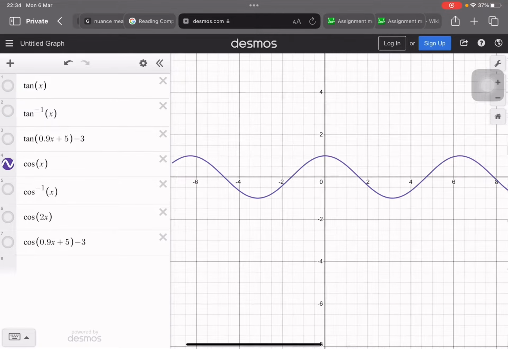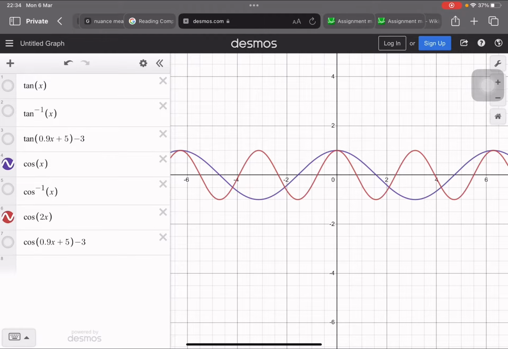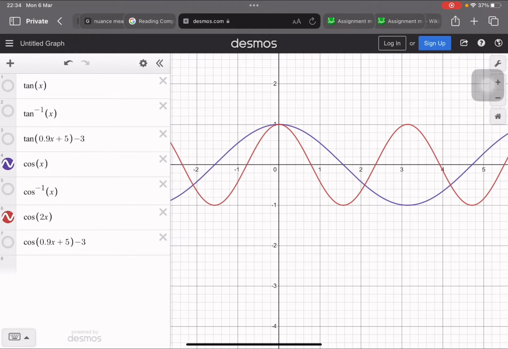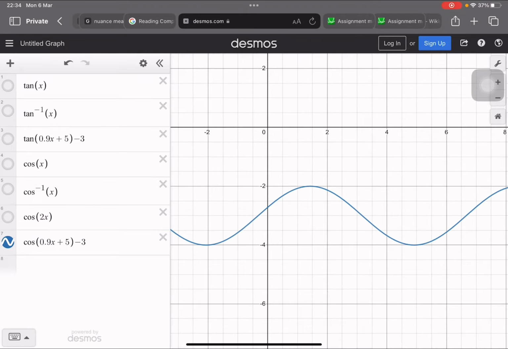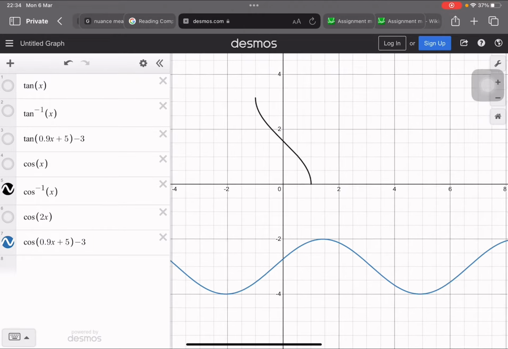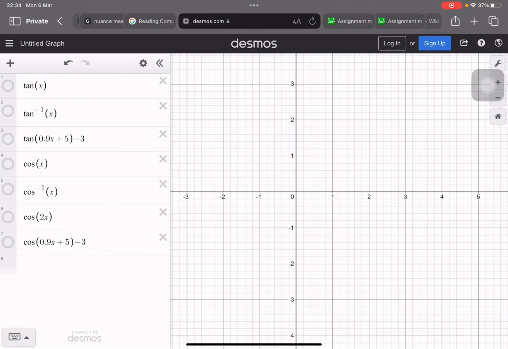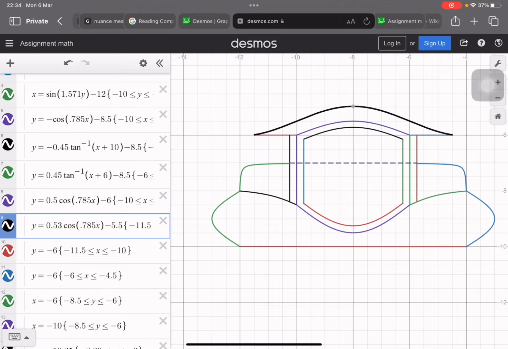Here is a cos x graph. Okay, here is a cos 2x graph. 2 means the width. So here you can see 0.9x plus 5 minus 3. And here is a cos inverse graph. So here is our design for the front view.